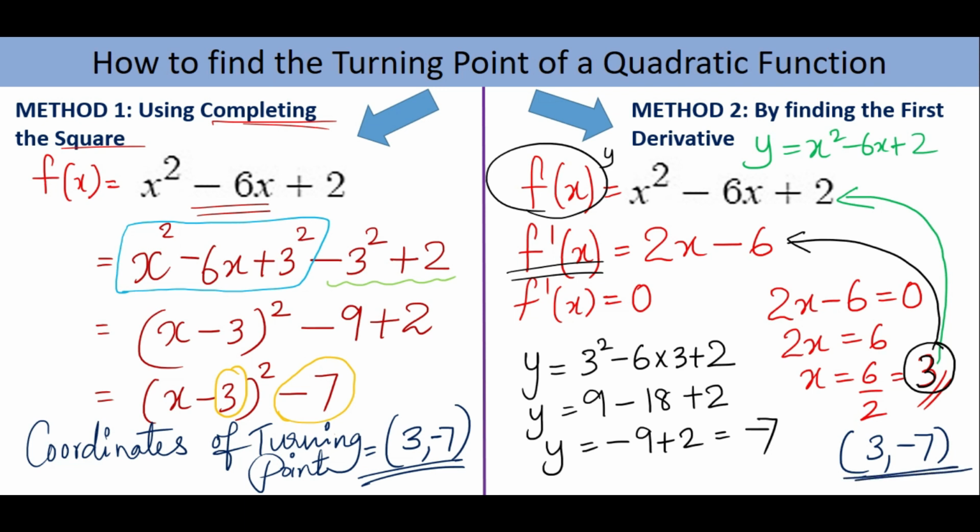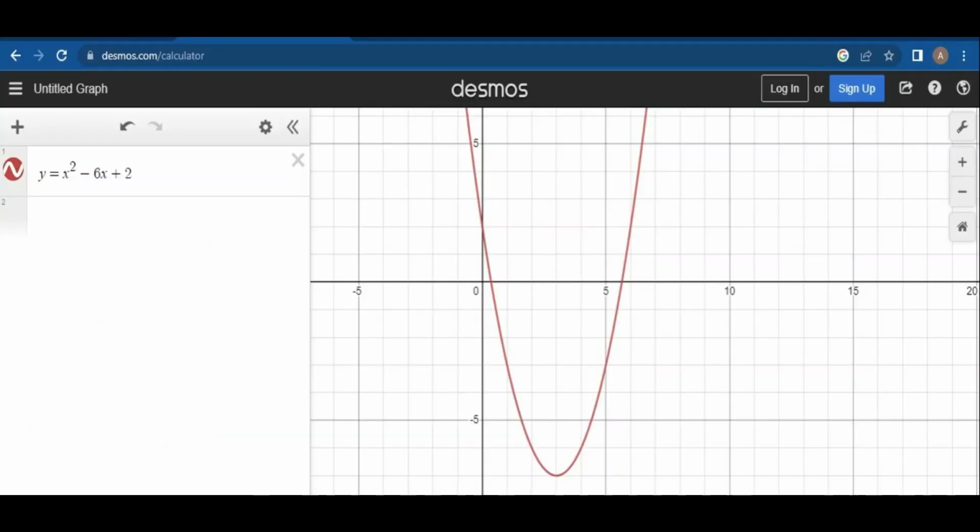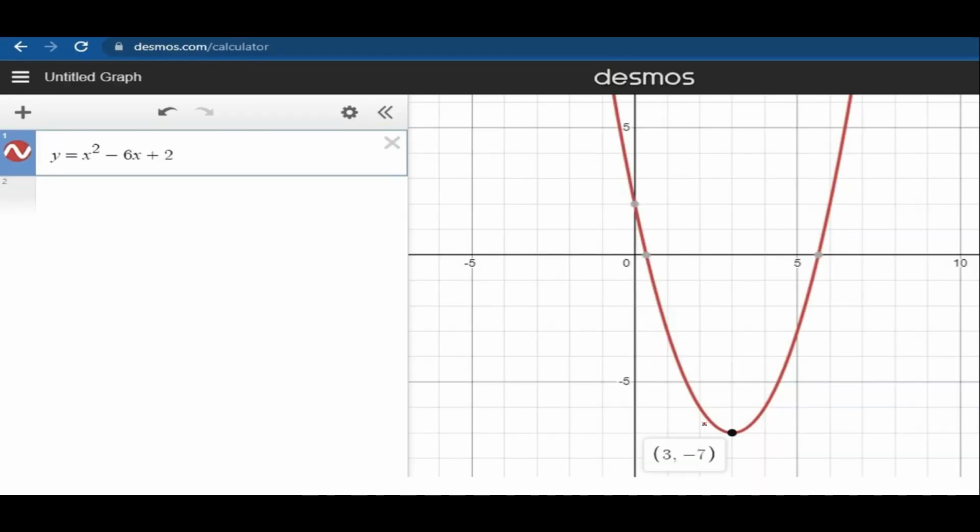This is the answer. A graphical view of this will help you better understand what is happening. I have used Desmos.com. Desmos is a platform where you can graphically visualize your functions, and you can also use this link. I have shared it at the top. I have put y equals x squared minus 6x plus 2 and I got the parabola, and it's the same thing. I've just zoomed in and marked this point. So this is (3, -7), which is the turning point, and this is a minimum point.